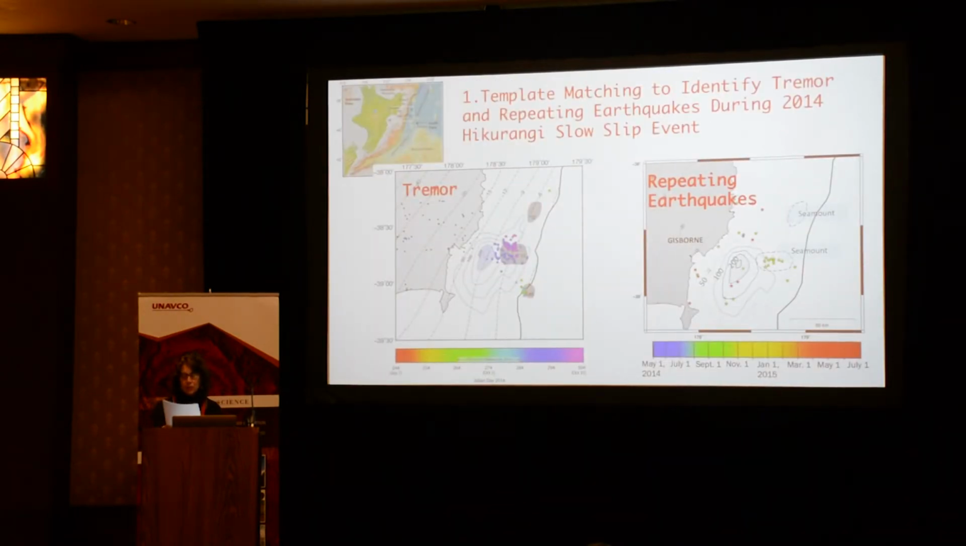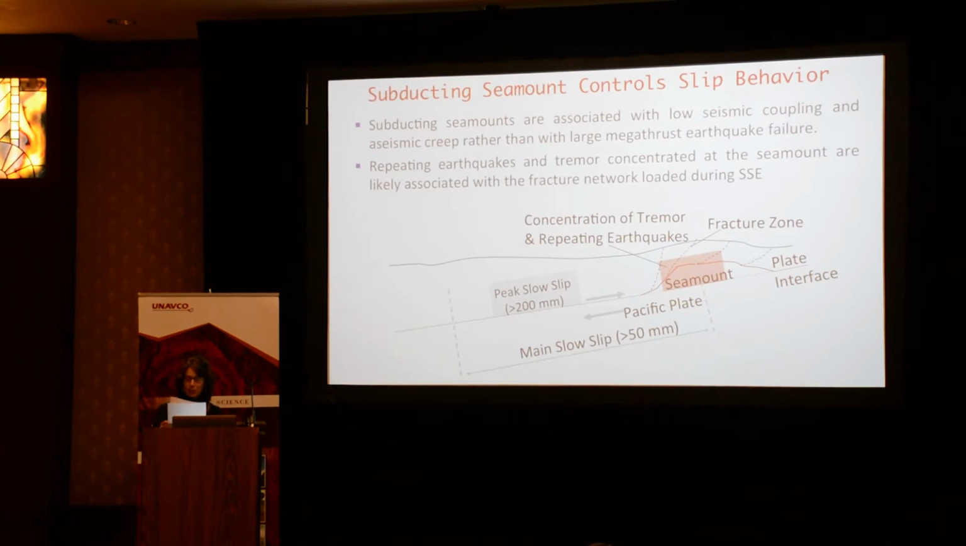In my own research, I've used template matching to identify repeating earthquakes and tremor associated with a slow slip event in the Hikurangi margin in New Zealand. We found that both earthquakes and tremor have peak activity at the end and after the slow slip event, and the activity is spatially concentrated where the seamounts are being subducted. Our interpretation is that slow slip accelerates deformation caused by the seamounts plowing into the upper plate, with both the earthquakes and the tremor occurring on a complex fracture network surrounding the seamounts.